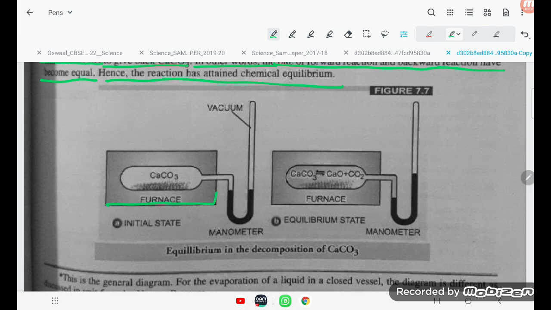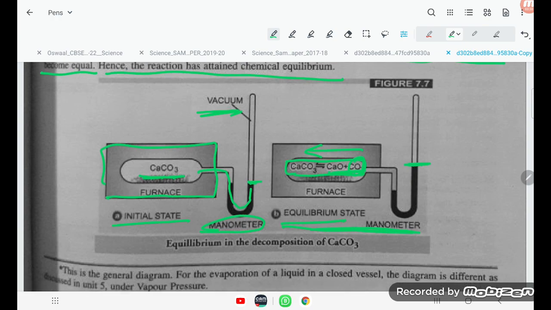This is the furnace, student, in which the CaCO3 is heated. This is the vacuum. So this is the initial state, where only CaCO3 is there, with the manometer. Now the equilibrium state: this is the reaction, CaCO3 giving CaO plus CO2. Now you can see the pressure has risen up to here. Earlier it was here. But the pressure does not go up more because the CO2 produced is combining with CaO and going backward. So this is the state of equilibrium.